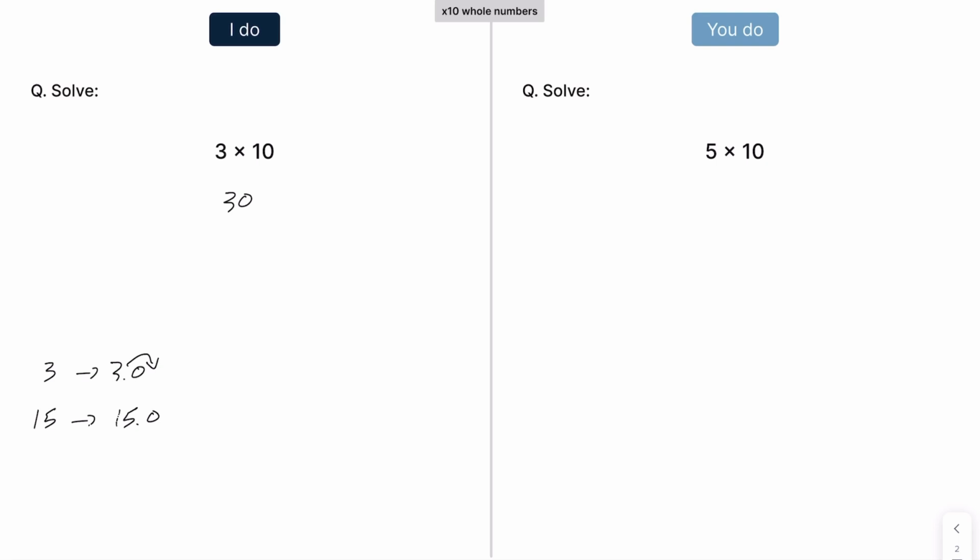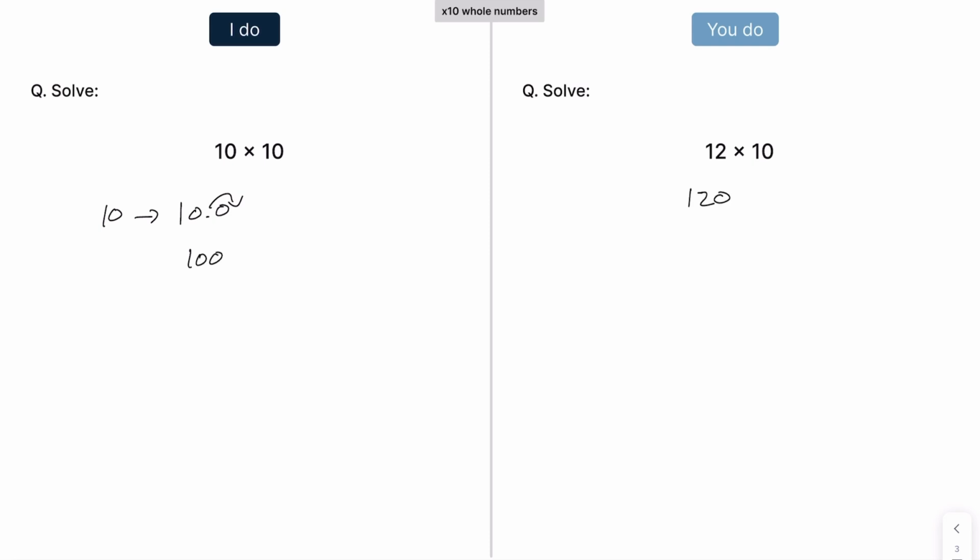So press pause and have a go at the example on the right. This is nice and easy. It's 50, but remember it's 50 because there's a decimal there, and we're hopping that decimal one to the right, and that gives us 50. So moving on, we now have 10 times 10. Again, writing 10 is the same as writing 10.0. So when we multiply this by 10, we hop that decimal, and we're left with 100. Again, hopefully for this one, you pressed pause and had a go, and the answer there was 120.